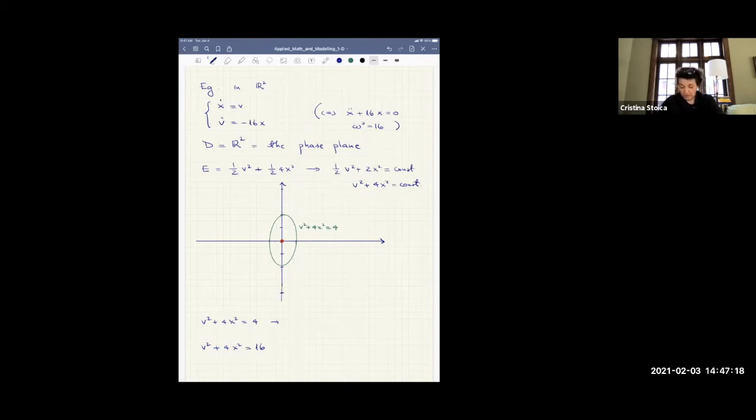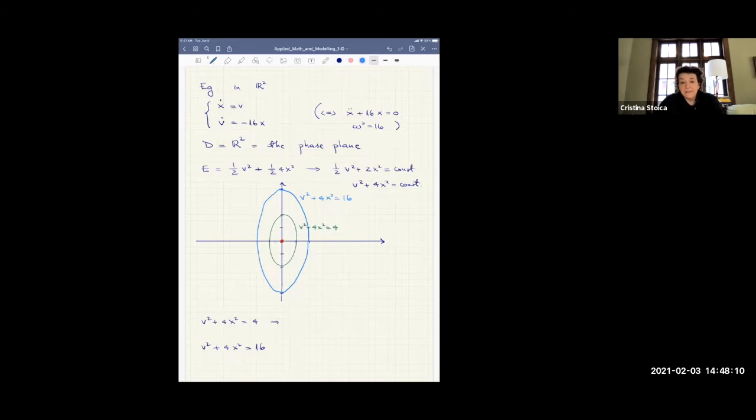And x plus minus 2 somewhere here. Or let's say this one we draw with a light blue. So this would be here. No, let's try again. I'll try a third time and that's it. You get the idea. Okay, so this is v squared plus 4x squared equals 16.